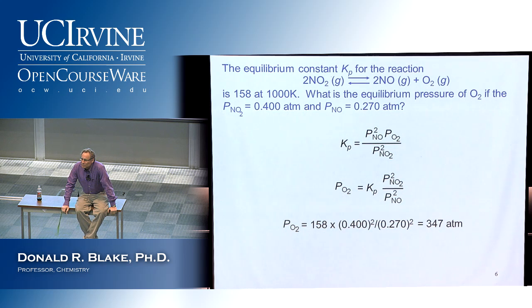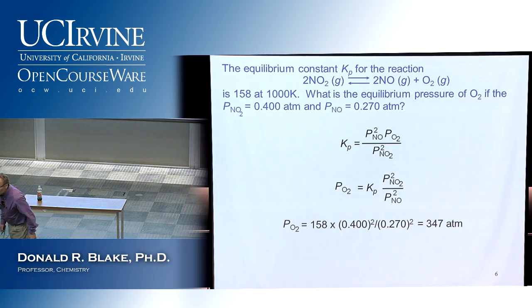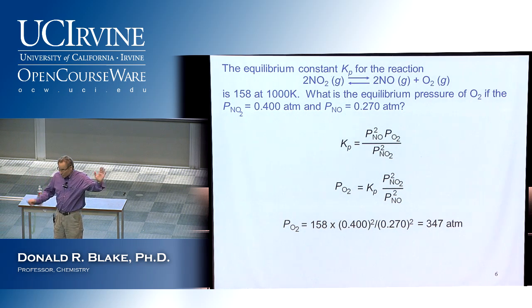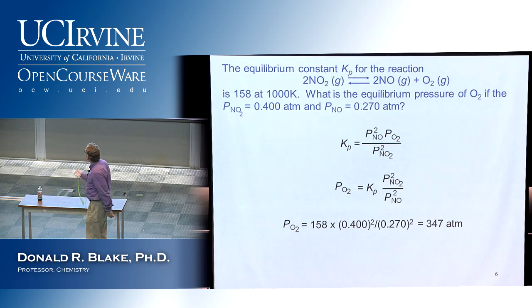Yes? What's that? Q sub C? If you want to do Q, yeah. Q works that way, yes. It'll tell you which way things are going initially. Okay, but this says, what is the equilibrium pressure of this if the pressure of this is this and this is this, okay?